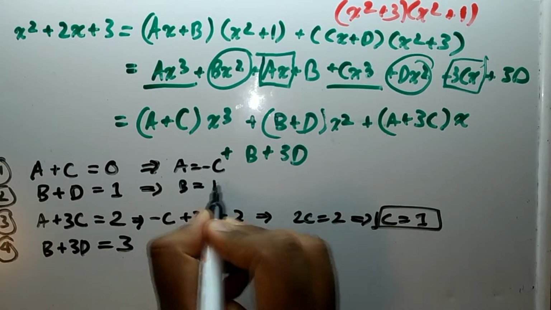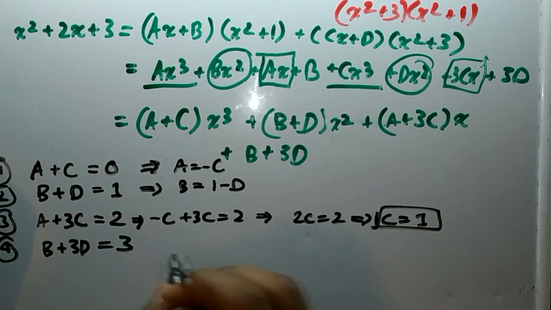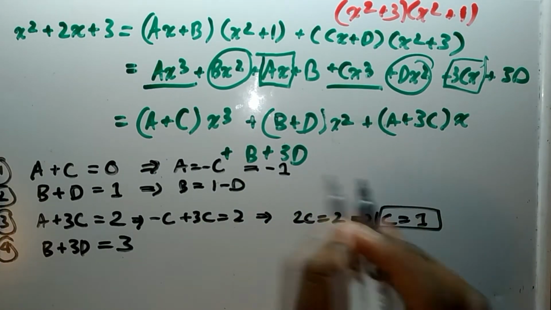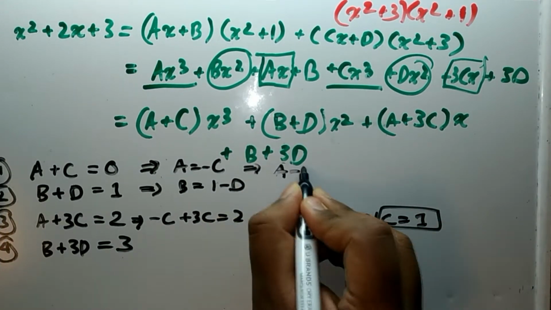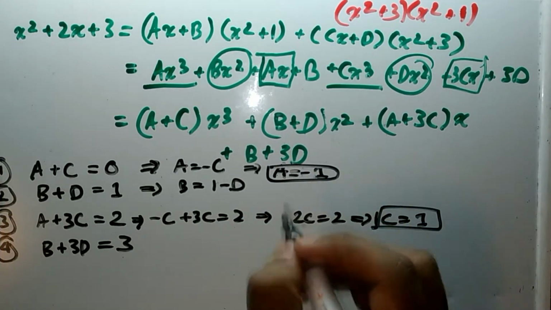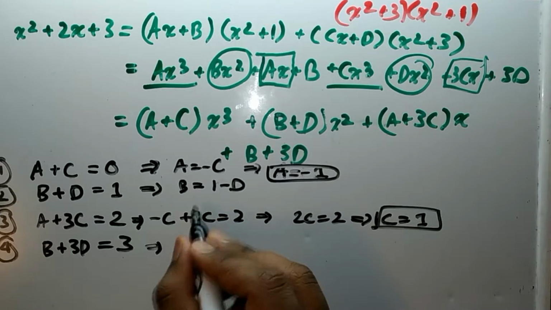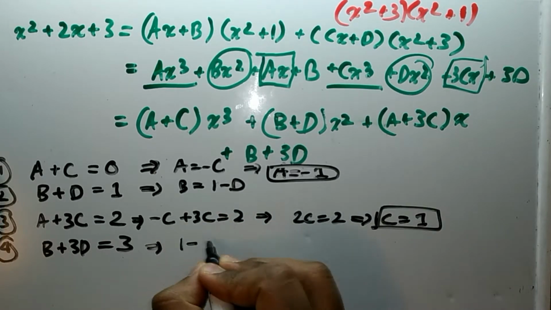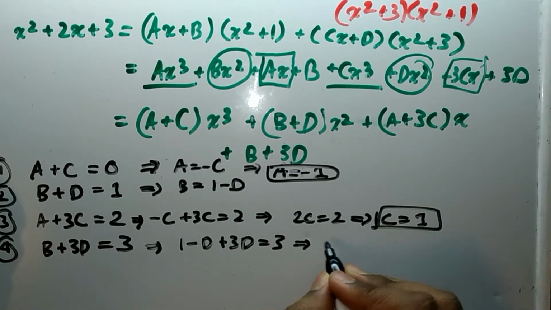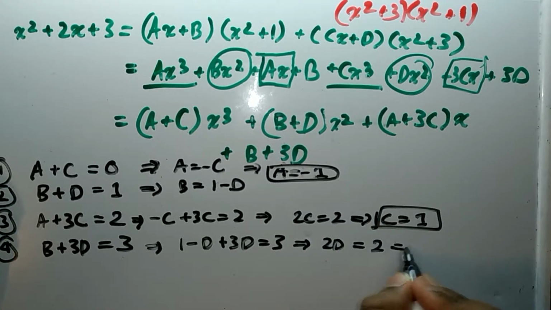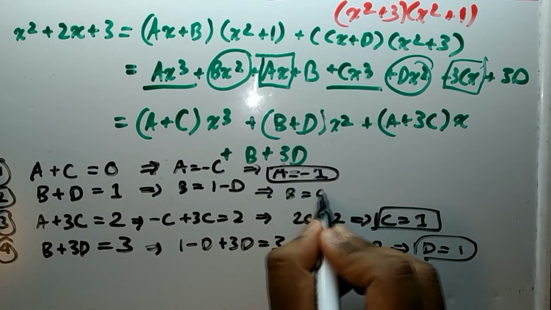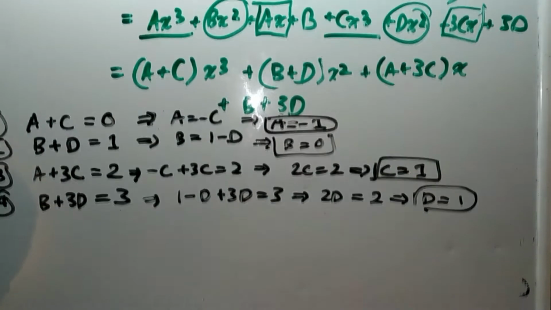Then again, I'm going to do a similar sort of thing. I'm going to isolate b in terms of d, so b equals 1 minus d. And since we have c equal to 1, we can actually solve for a as well. Since a is equal to negative c, a is just going to be negative 1. And since b equals 1 minus d, we can put that into this formula, formula 4, to get the value of d, which is equal to 1. And since we know the value of d, we also know the value of b, which is equal to 0.